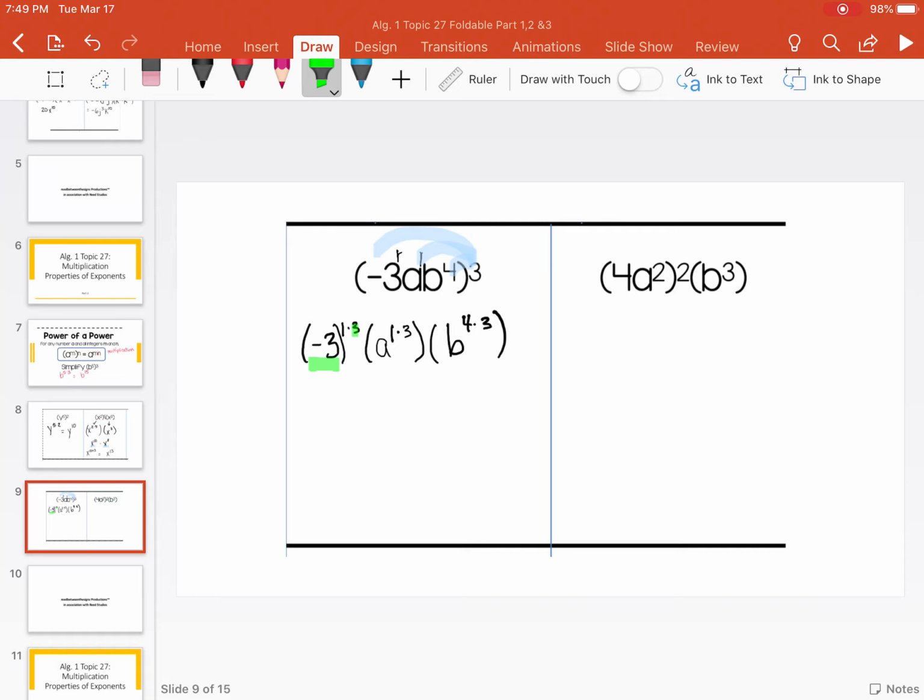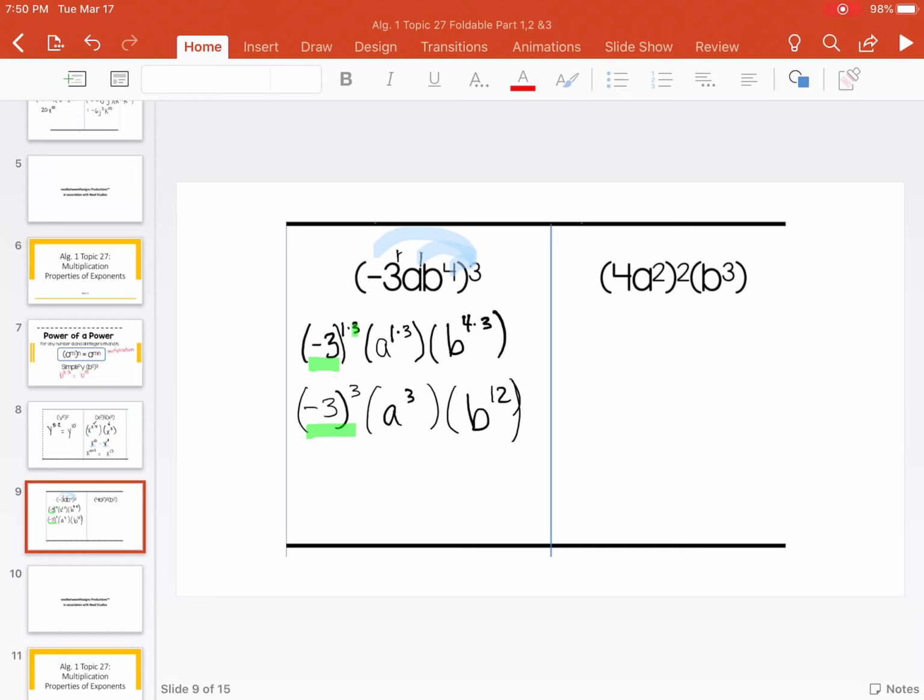So negative 3 to the 1 times 3 is negative 3 to the third power. If we have a to the 1 times 3, that's a to the third power. And b to the 4 times 3, that's b to the 12th power. So what we can do now is simplify this bit right here. Our a cubed and our b to the 12th, we can't simplify any further. But we can simplify negative 3 to the third power.